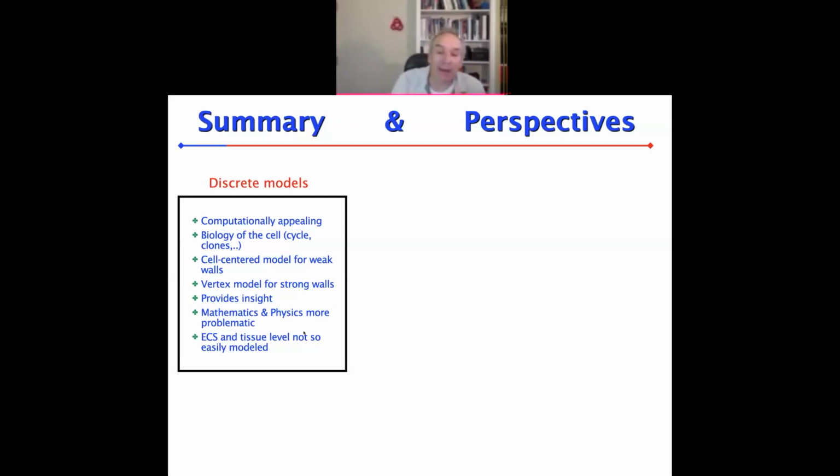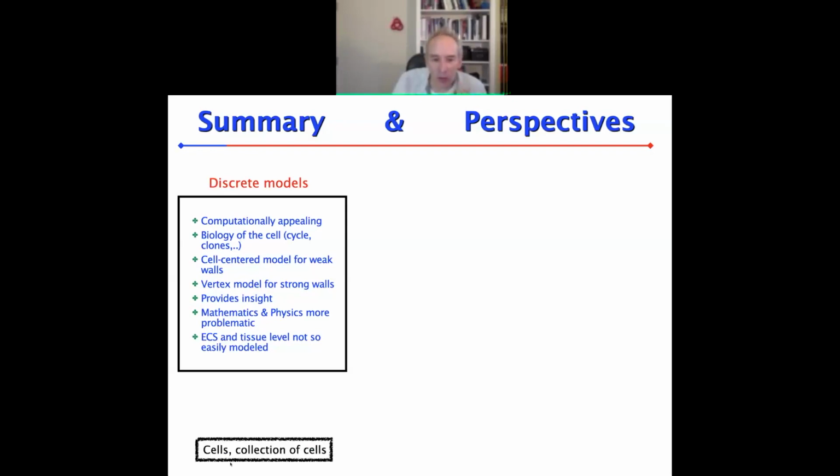Now, the mathematics and the physics of these things as mechanical objects is much more problematic. But in a way, who cares if it works? That's often the approach seen in this type of field. When you get to the tissue level, then you get into problems. You can do it to a certain level, but modeling correctly the extracellular space and tissue is not so easy. I mean, people are professionals in that, so of course they do it, but I think it's not quite clean in many ways.